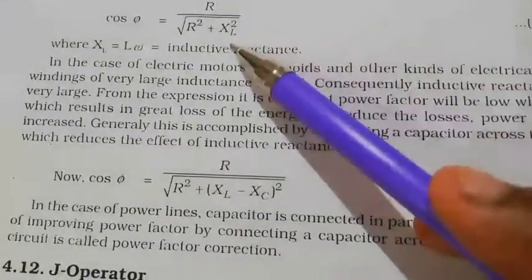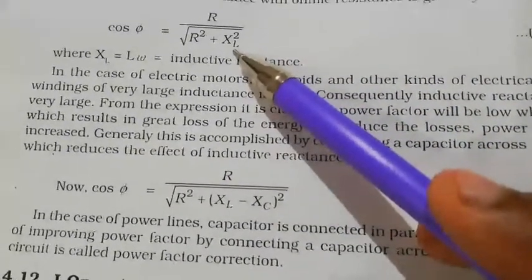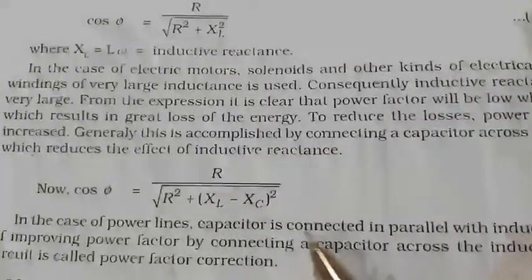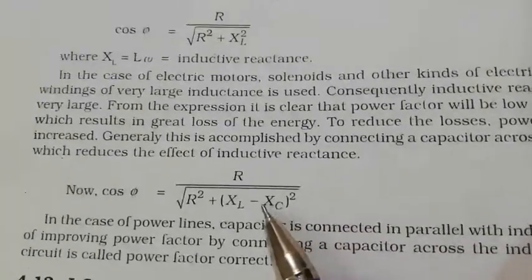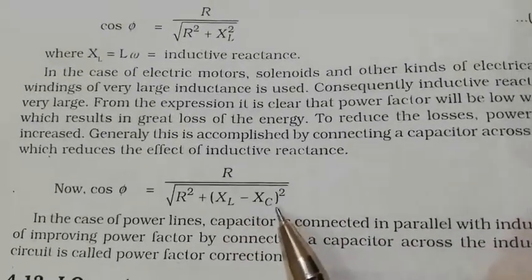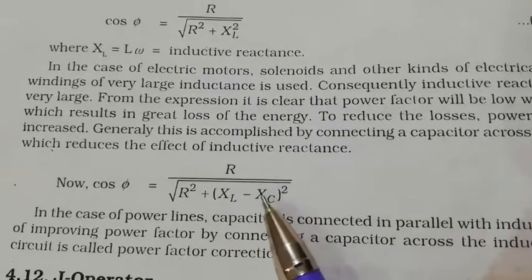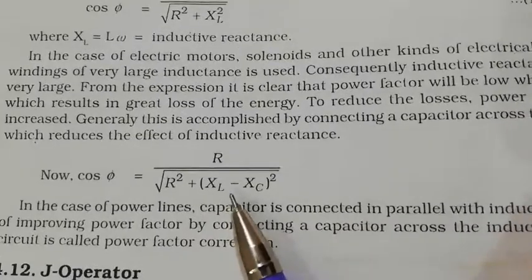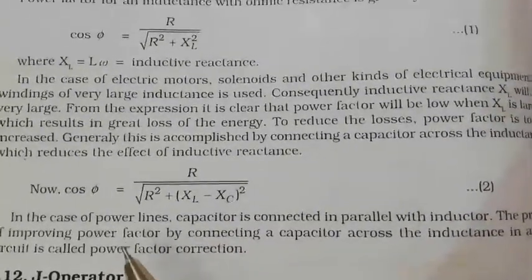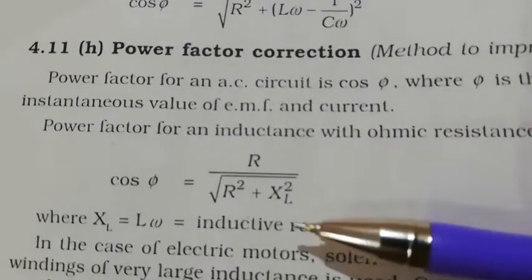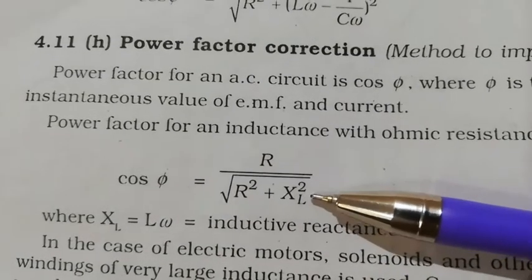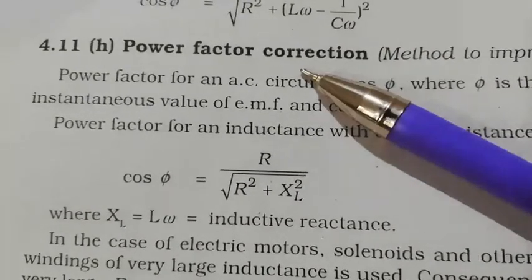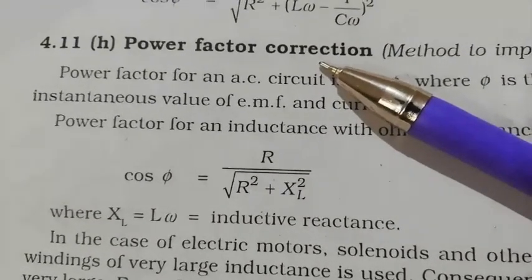So we have to reduce this large inductive reactance. For that, in practice, there is a solution: a capacitor is connected in parallel with the inductance. Then here cos phi will involve (XL minus XC) whole square. So the power factor reduction can be managed by connecting a capacitor across the inductance, and in an AC circuit, in such a way, by connecting a capacitance in parallel with the inductance, we can improve the power factor. This is the method to improve the power factor, and this method is known as power factor correction.